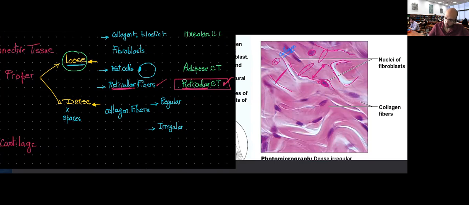or irregular. So we're gonna have dense regular connective tissue or dense irregular connective tissue.